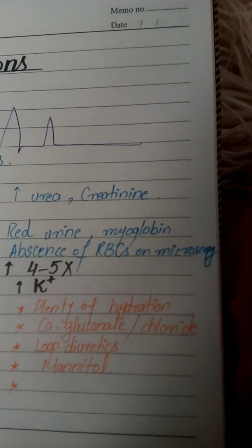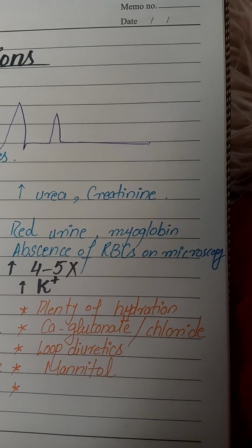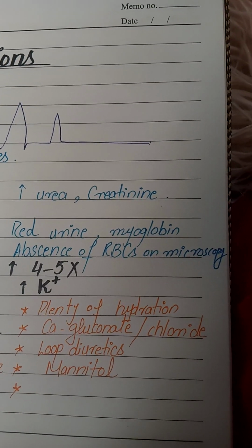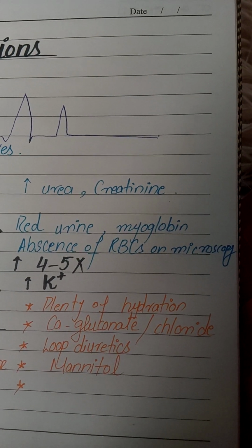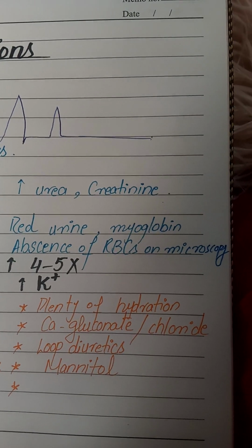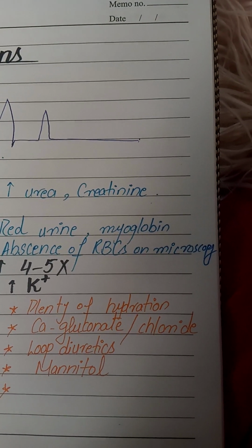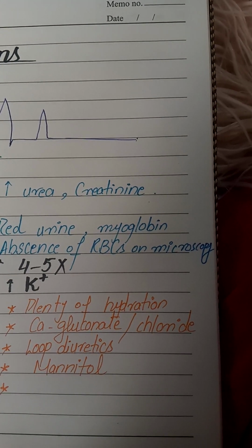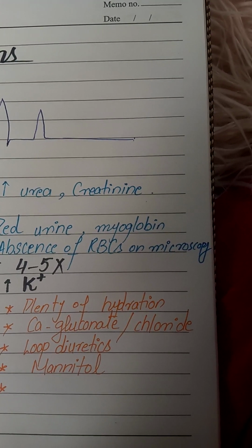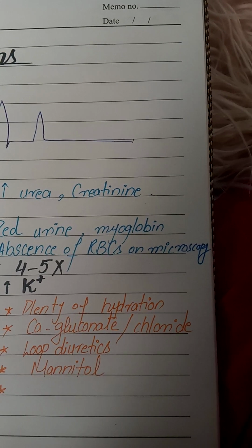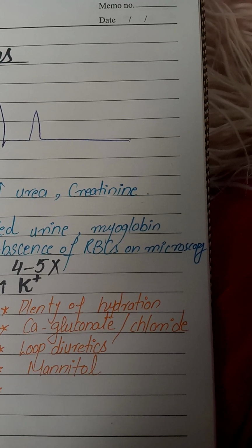And then if the patient is presented to the ER after RTA or whatever, the first management will be plenty of hydration, because myoglobin causes vasoconstriction of renal vessels, and due to vasoconstriction, pre-renal azotemia, pre-renal injury also develops. So we want to avoid that.